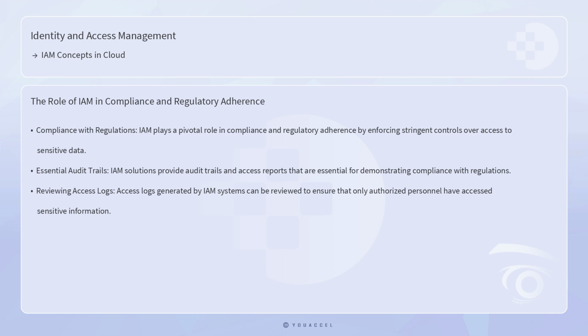IAM also plays a pivotal role in compliance and regulatory adherence. Various regulations, such as the General Data Protection Regulation, Health Insurance Portability and Accountability Act, and the Sarbanes-Oxley Act, mandate stringent controls over access to sensitive data. IAM solutions help organizations enforce these controls, providing audit trails and access reports that are essential for demonstrating compliance. For instance, access logs generated by IAM systems can be reviewed to ensure that only authorized personnel have accessed sensitive information, thereby aiding in compliance with data protection regulations.